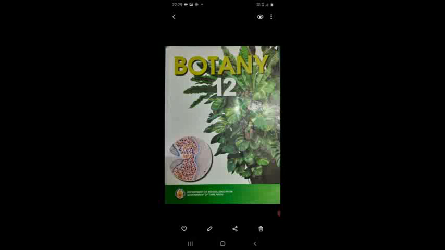Today we are going to see the female gametophyte and its development. Dear students, this is chapter 1, asexual and sexual reproduction in plants. In this lesson, today we are going to see the female sex organ.